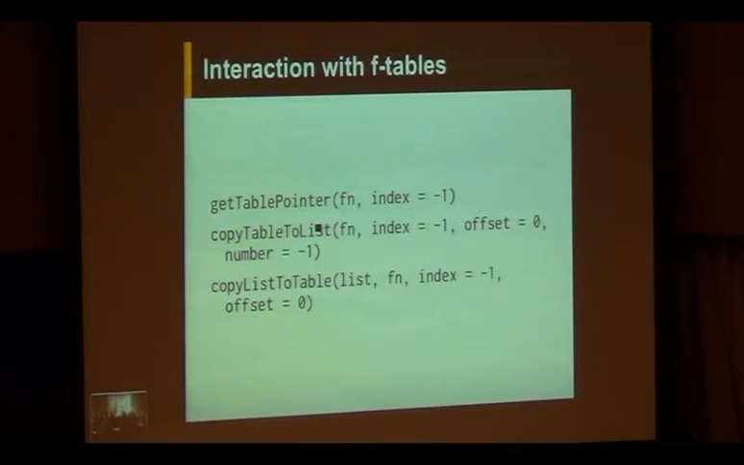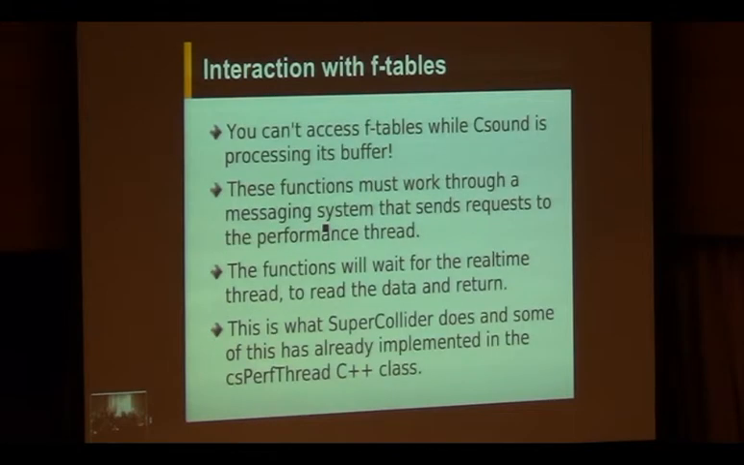So you should be able to copy a table to a Python list and copy a list to a Python table, maybe just parts of the list into any part of the table, and vice versa, so that you can sort of play with the tables inside Python. But of course, that has several problems. You can't access ftables while csound is processing its buffer, because you have clashes and segmentation faults.